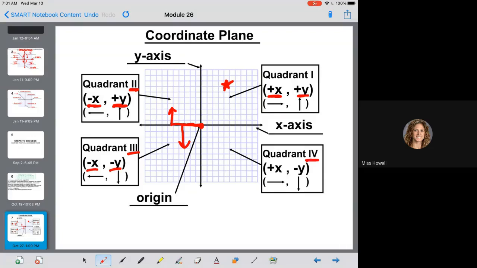And then over here in quadrant 4, if we start at the origin, we go to the right, which is positive, and we end up going down, which is a negative, right? That's what our ordered pairs are going to look like for each of our different types of ordered pairs.